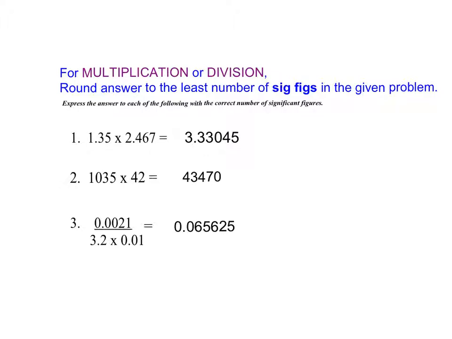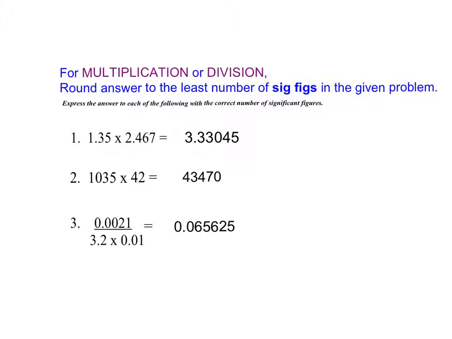It's kind of like that analogy to a race. You're only as fast as your slowest runner in a relay. You can only be as precise or confident as your least precise number. So, for multiplication or division, anytime you do any kind of multiplication or division math problem, you are going to round your final answer to the least number of sig figs in the calculation. Okay, so I know it's a little confusing, so let's do an example problem where you see it.